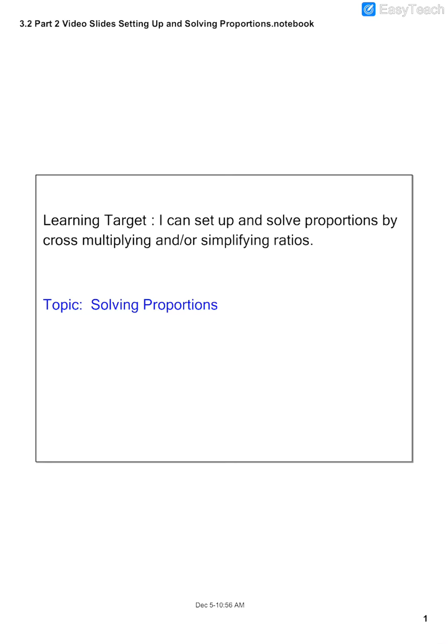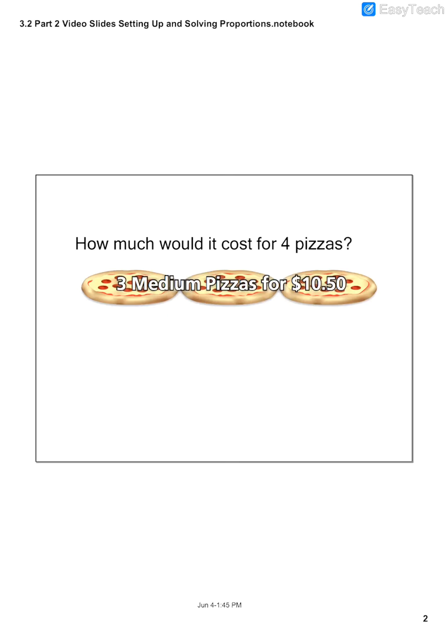Hello, today we're going to continue Lesson 3.2, Setting Up and Solving Proportions. How much would it cost for 4 pizzas? We know that 3 medium pizzas cost $10.50. So again, we're going to set up that starter ratio, pizza over cost.